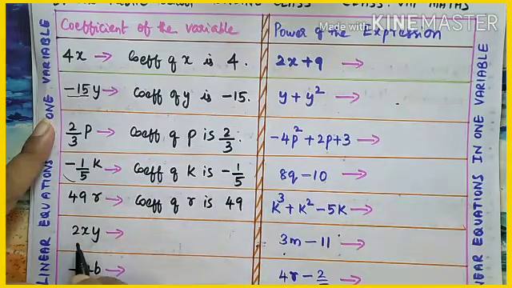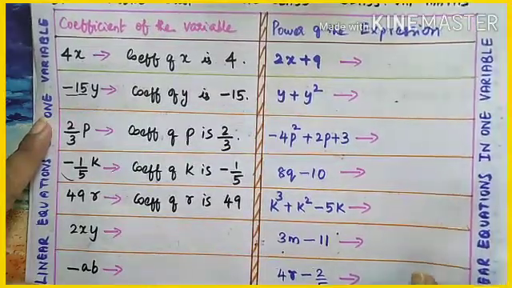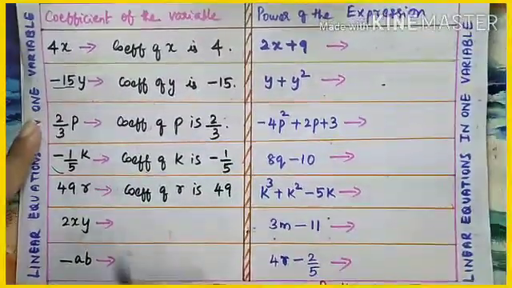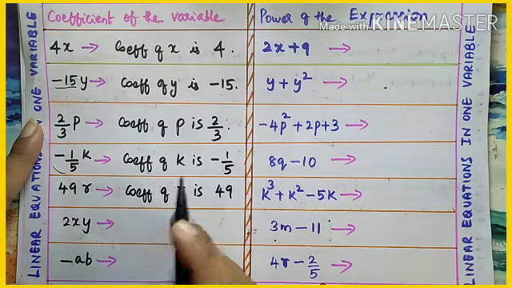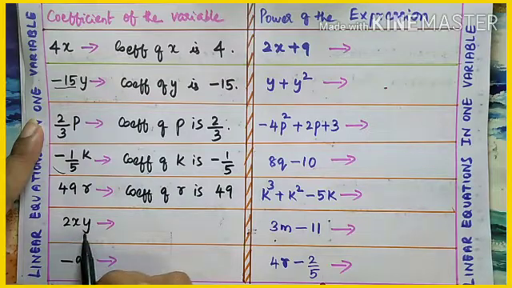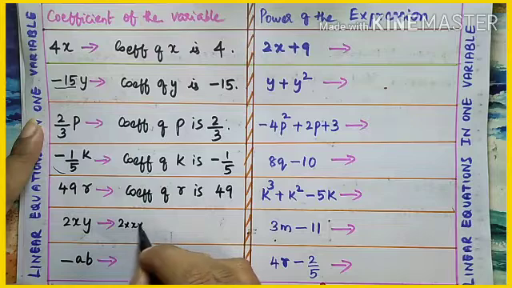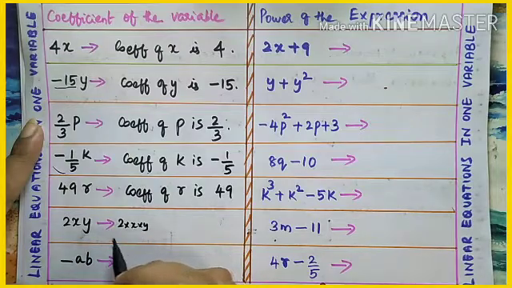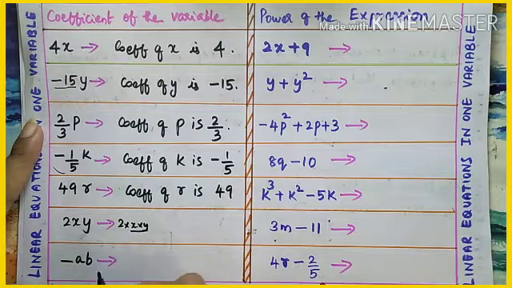Next example, 2xy. Here you can see two variables are coming together. In this lesson you will learn only equations and expressions of one variable, but we can do an example. Here you can see 2xy. What is the meaning of 2xy? 2 into x into y. That is the meaning, product. So two variables are coming here.